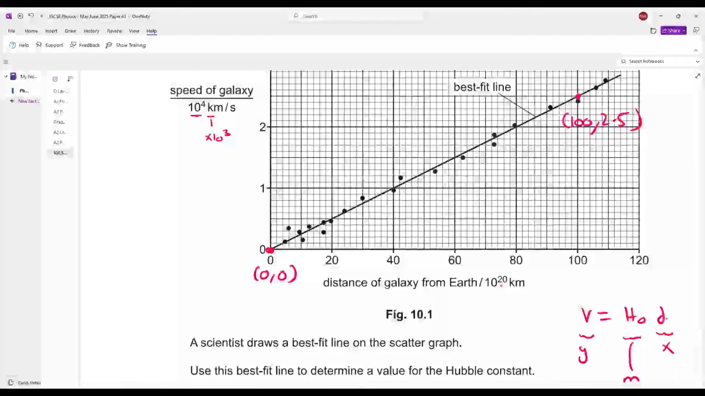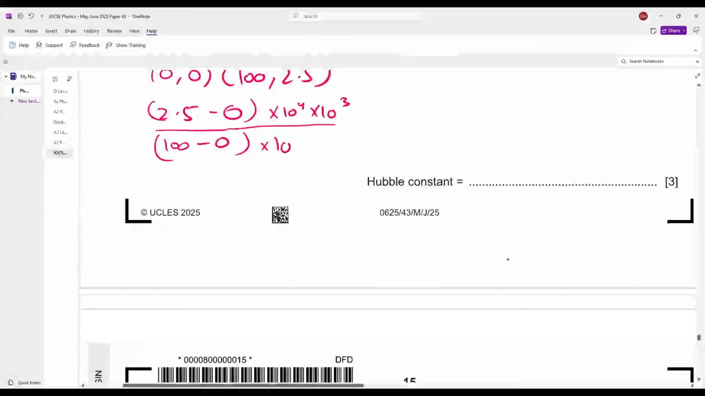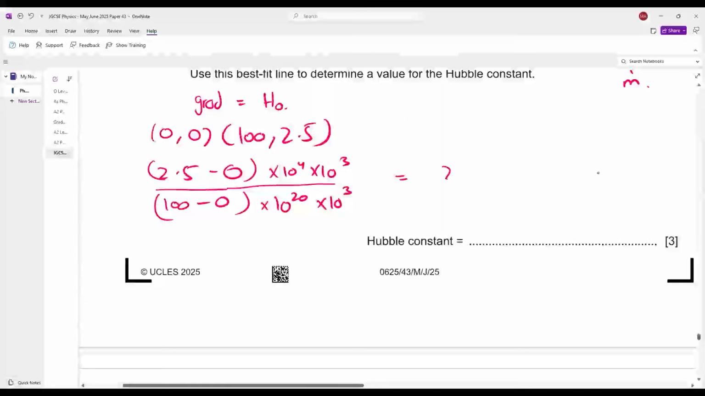On the x-axis, 100 into 10 raised to the power of 20 into 10 raised to the power of 3, due to the kilometer. Can you calculate the Hubble space constant? Easy peasy, just divide it. The Hubble space constant comes out to be 2.5 into 10 raised to the power of minus 18.